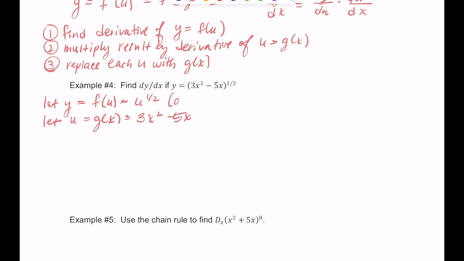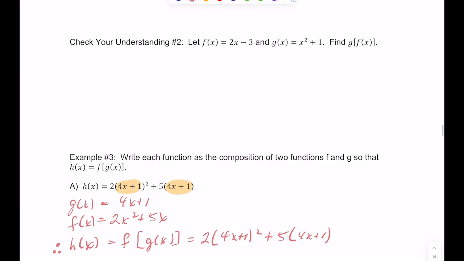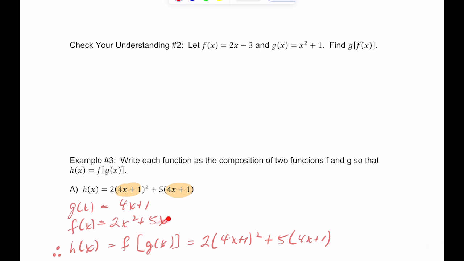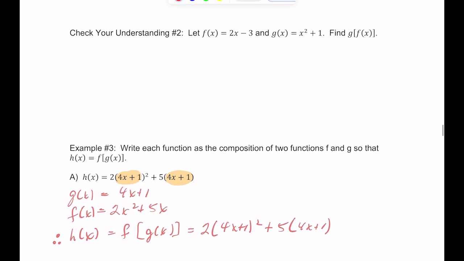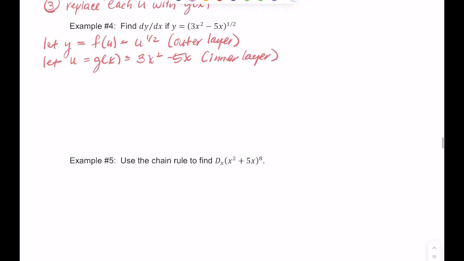So in other words, here's your outer layer. Here's your inner layer. Kind of like in these problems here. Here was your outer layer. Here's your inner. Then y would equal f of g of x, which is just going to be 3x squared minus 5x to the 1/2, right? I'm placing g of x inside of f. Here's g of x, here's f.